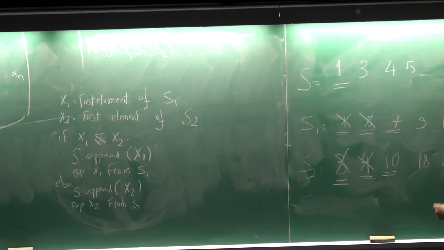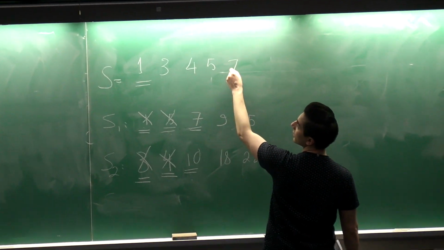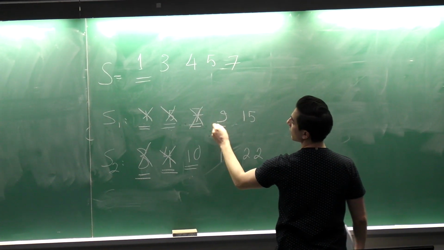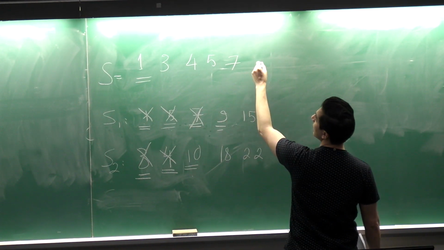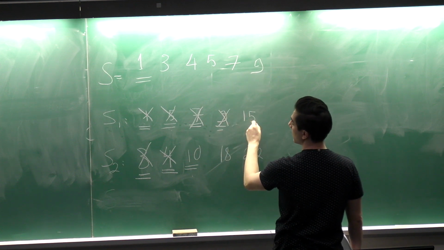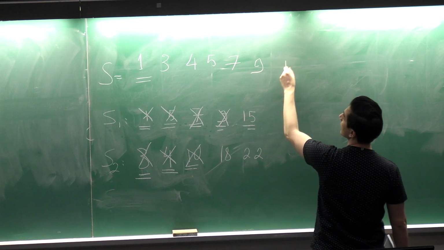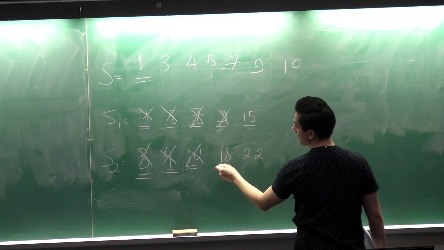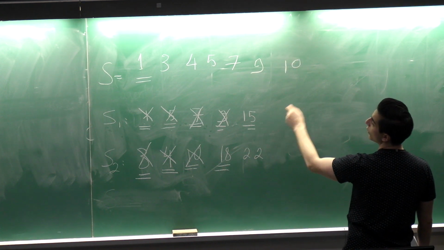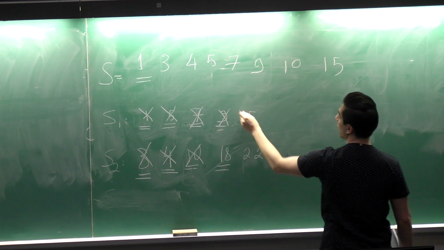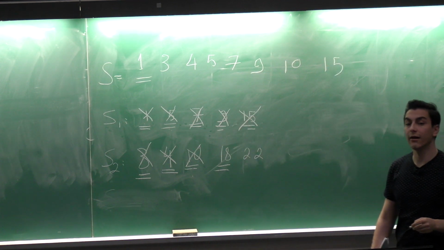Now we reach 7 and 10. So 7 is smaller. We pop it. We compare these elements, 9 and 10. 9 is smaller. 10 and 15. 10 is smaller. 15 and 18. 15 is smaller. So we copy it. We pop it. So now what do we have?